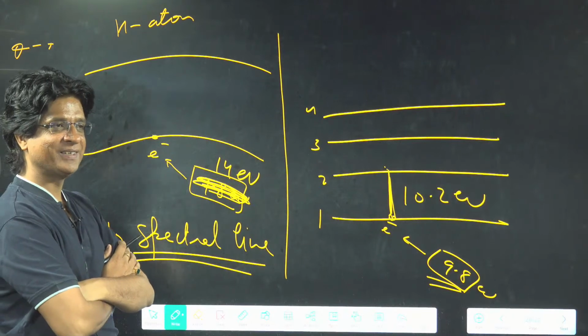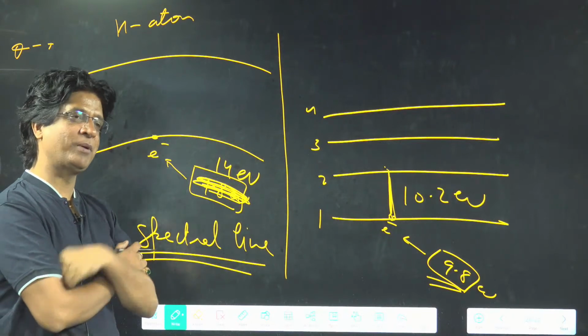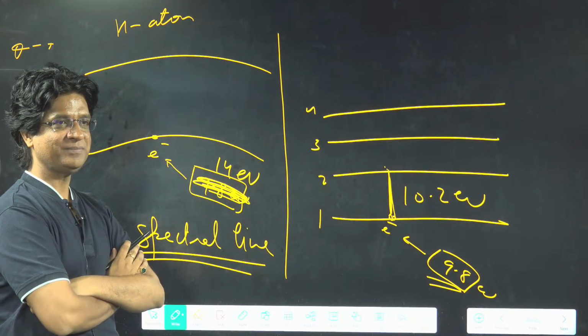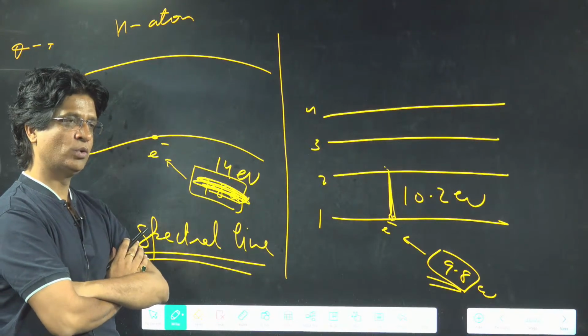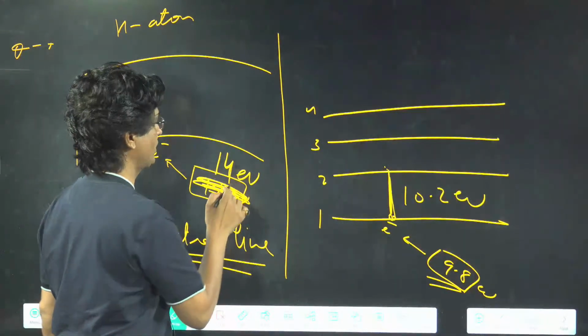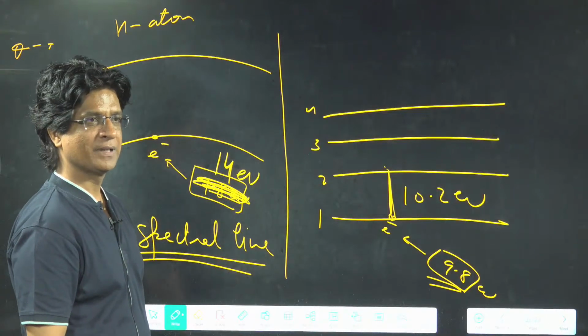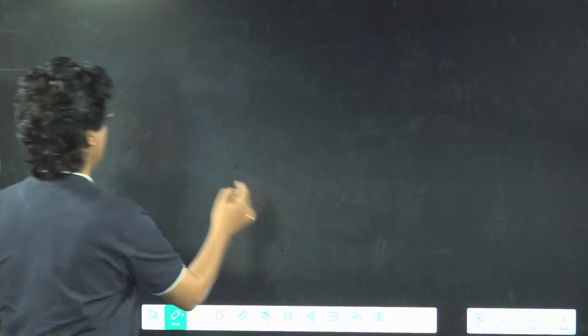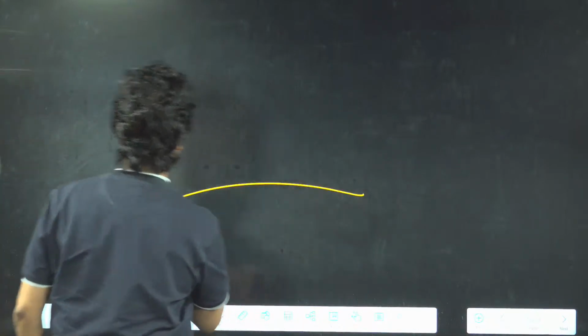Fifth excited state, 14 electron volt. Are you sure about it? Fourth, it will go to the fourth orbit. From it is 14 electron volt. What are you saying? We're speaking. See that.